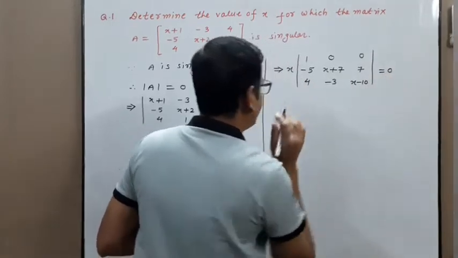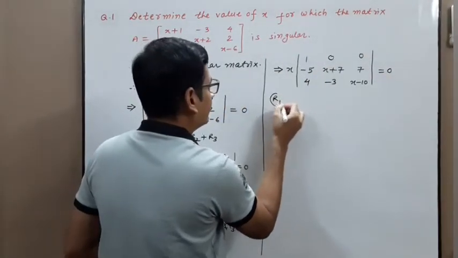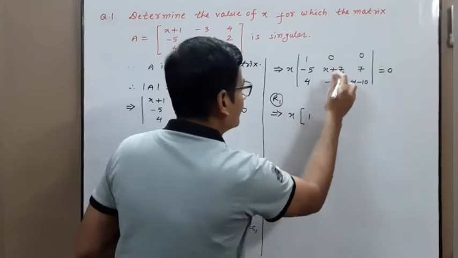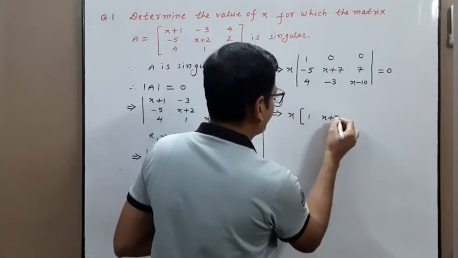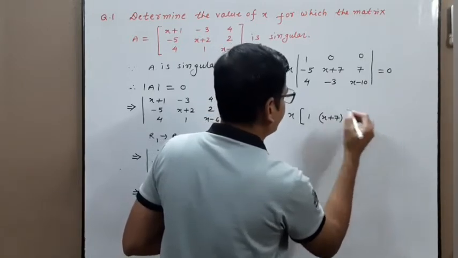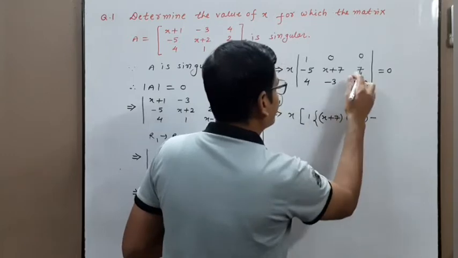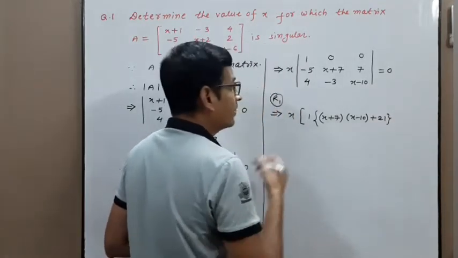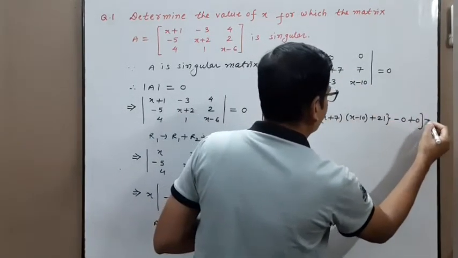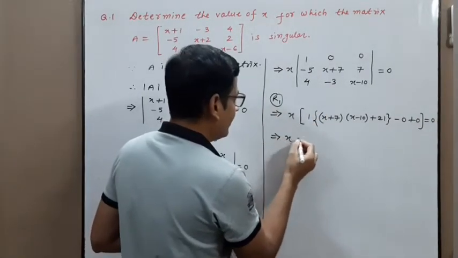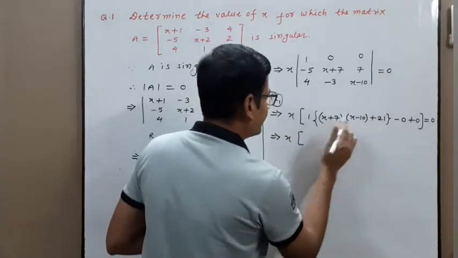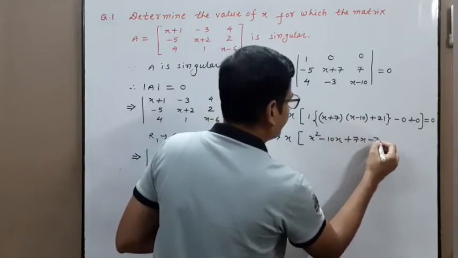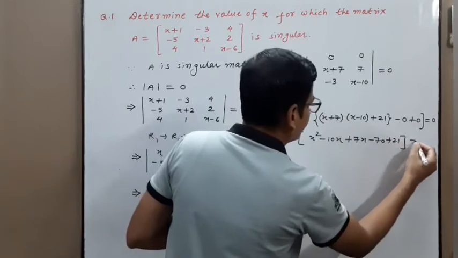Equal to 0. Now expanding along R1, so x in bracket, 1 into this: x plus 7 into x minus 10, minus 7 times minus 3, minus minus 21, so plus 21, then minus 0 and plus 0 equal to 0. x in bracket, open the bracket: x into x, x square minus 10x plus 7x minus 70 plus 21 is equal to 0.